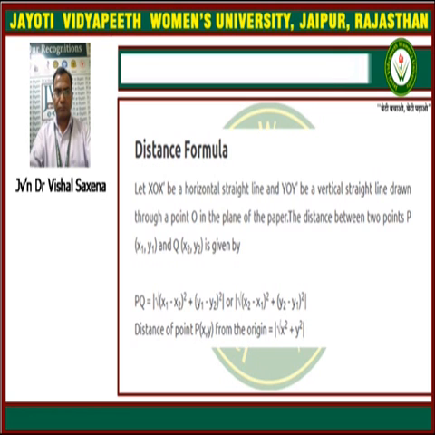So distance of point P(x, y) from the origin means the first point is (x, y) and the second point is the origin (0, 0). Then the distance by the above formula can be calculated and it will be obtained by under root of x square plus y square in absolute value.